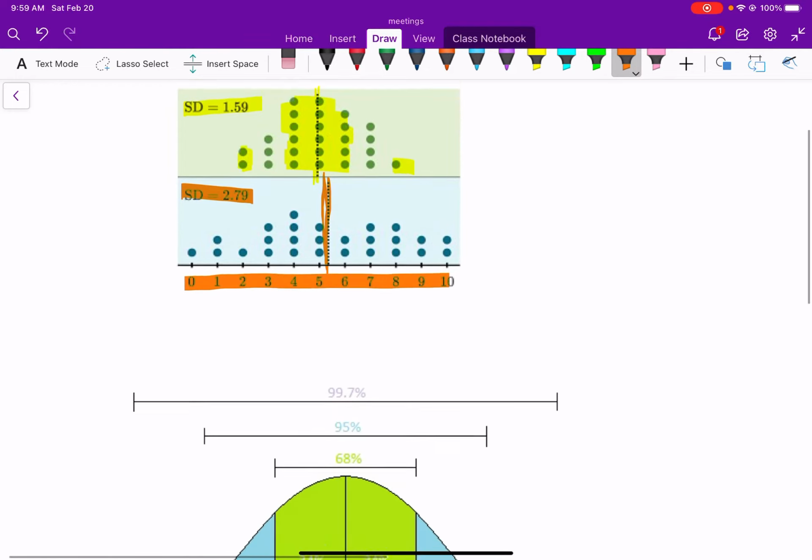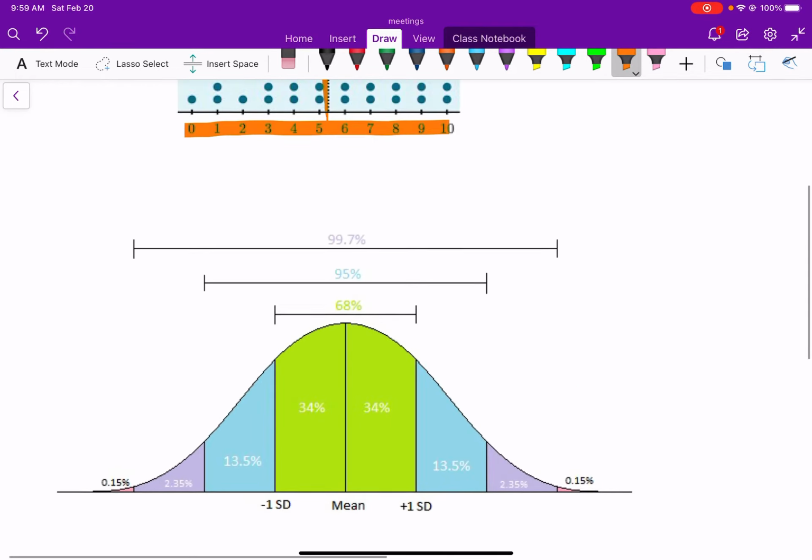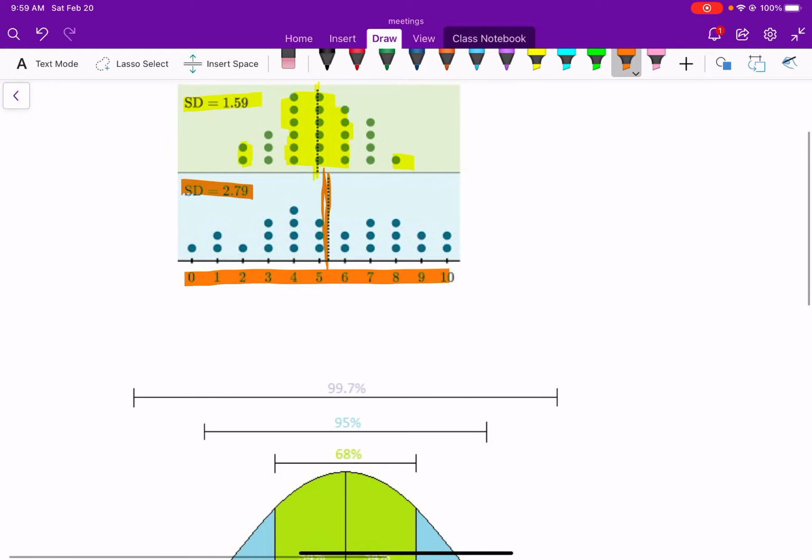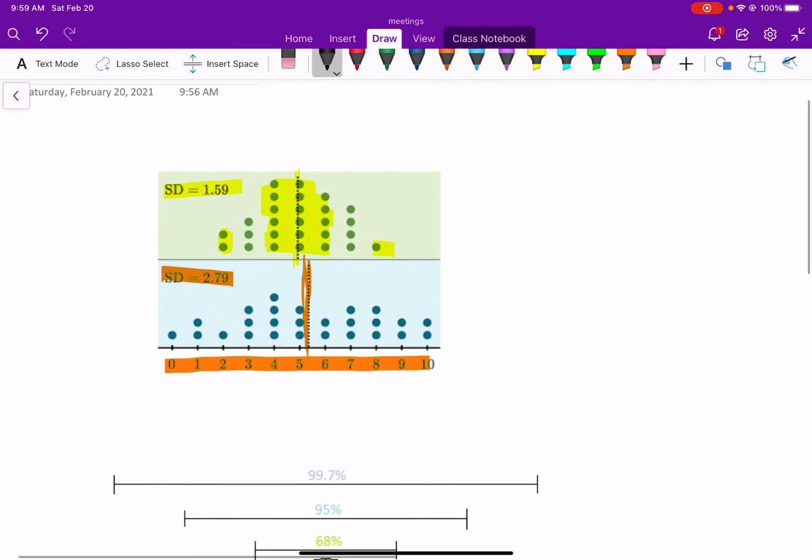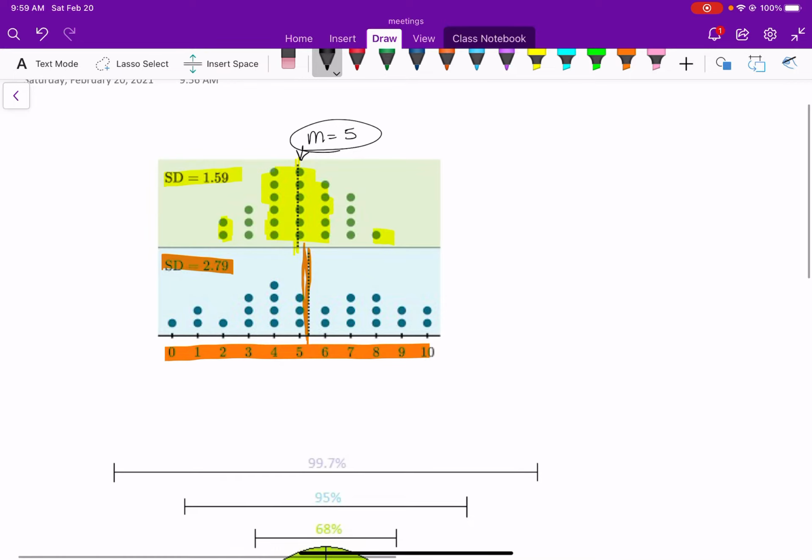Now, what I also wanted to do is show you a picture. I'm going to use this first data set. It looks like the mean of this data set, and I'm just eyeballing it, by the way, is 5. So we're going to use that as our mean, and we're going to use our standard deviation as 1.59.